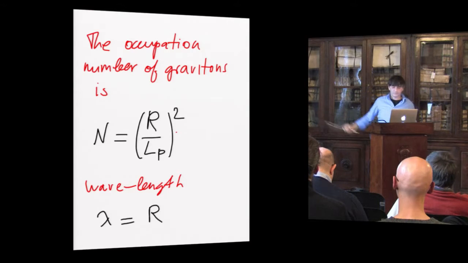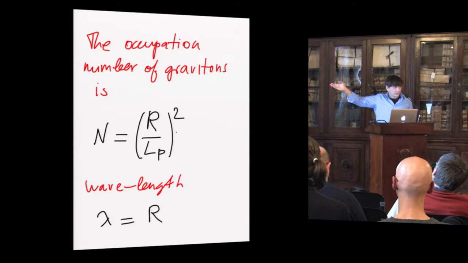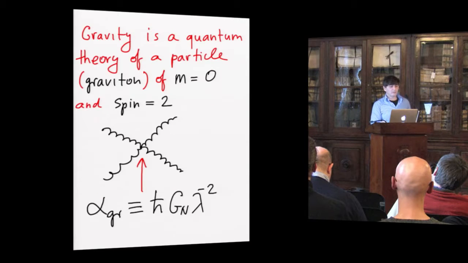L Planck is the Planck length. But I didn't input any holography or anything like that. This is just simply counting the number of quanta, period, okay? Now the wavelength is given by R, and then from there you discover the following thing.